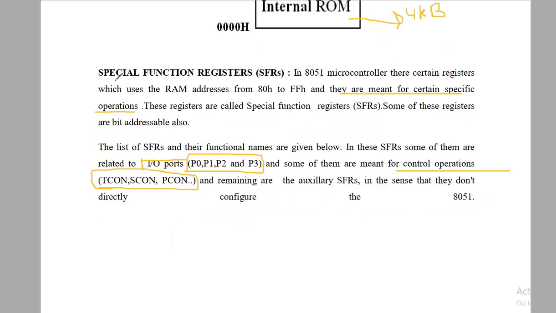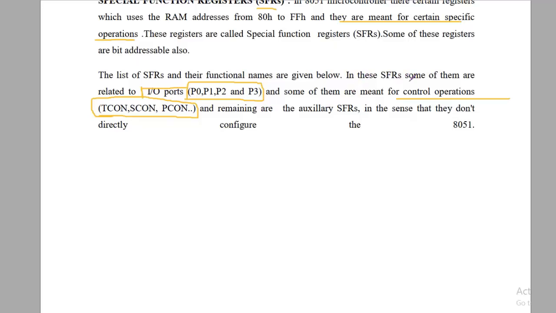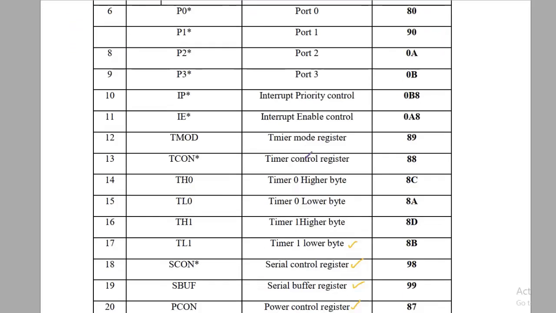Another one we have is the special function registers, or SFRs. They are meant for certain specific operations. Among these SFRs, some of them are related to input output ports, that is P0, P1, P2, and P3, and some of them are meant for control operations. These are the names of the SFRs, so you can go through them for more information.